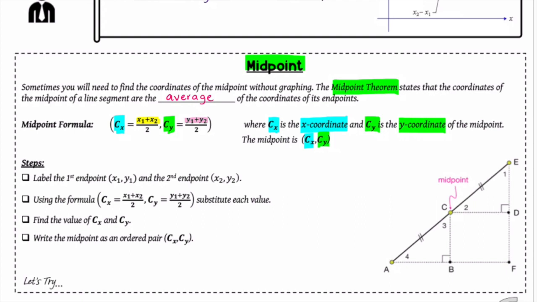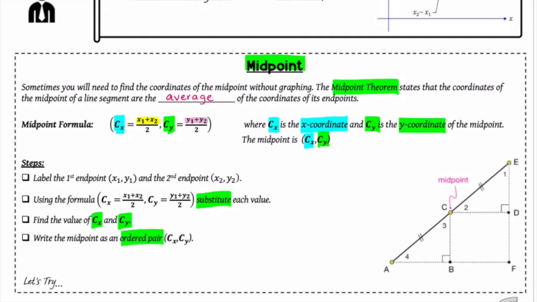So in order for us to do this, I wrote down the steps. First thing you should do is label the first endpoint, x sub 1, y sub 1. Label the second endpoint, x sub 2, y sub 2. Use the formula. Substitute each value. Find the values of c sub x and c sub y and write your midpoint as an ordered pair.